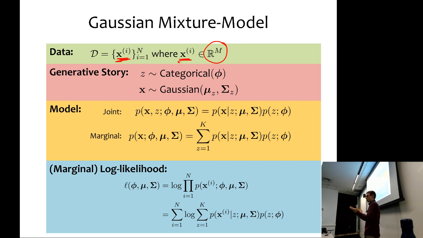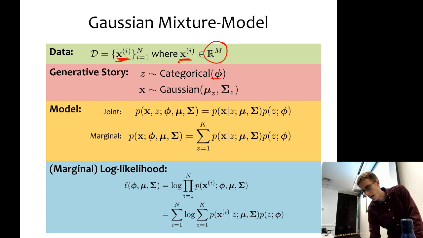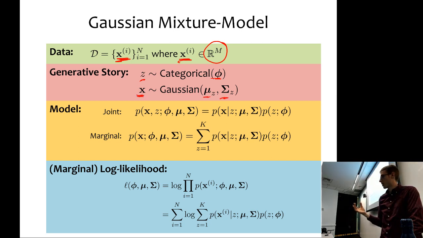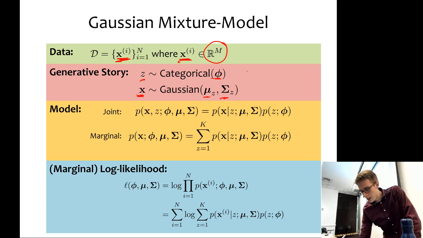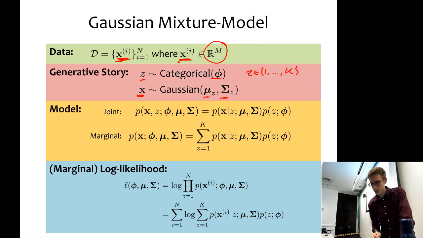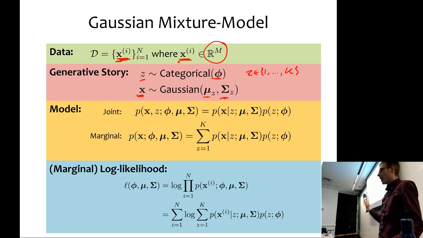So this is going to be a clustering model. You draw a cluster label for each point from some categorical distribution parameterized by phi. Okay, that gives you a z. And then you sample the actual point using the mean and variance for that particular cluster, z, that you just chose. So z here is like an integer, 1 up to, say, k if you have k clusters. And then you would have k means and k variances for each cluster.